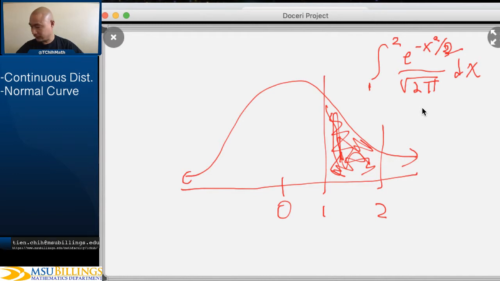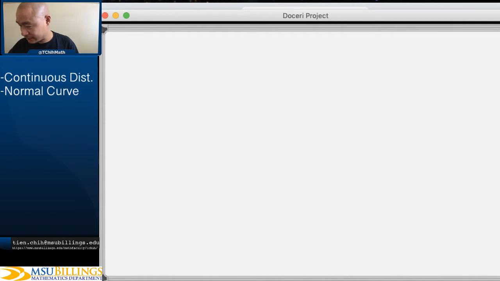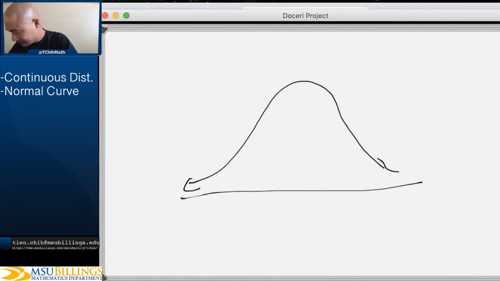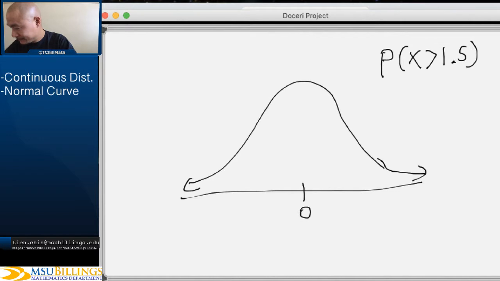All right, so hold on here. Let's ask a different question. Let's stick to the normal curve, but let's ask, all right, maybe what's the probability that x is greater than 1.5?